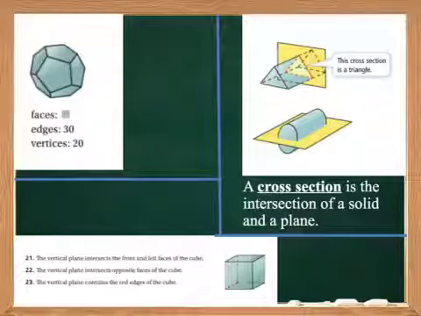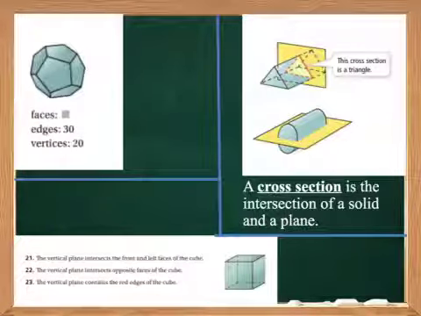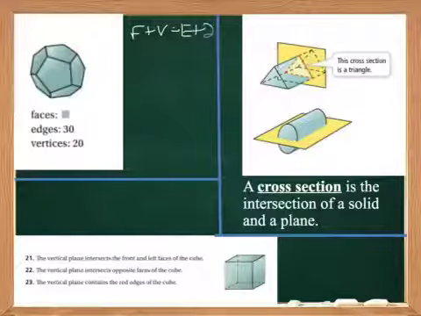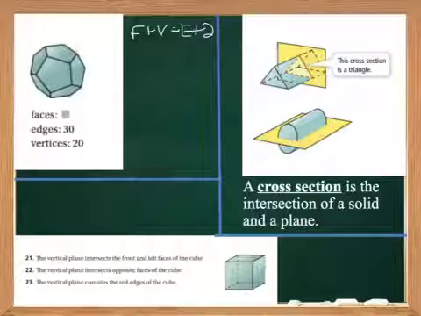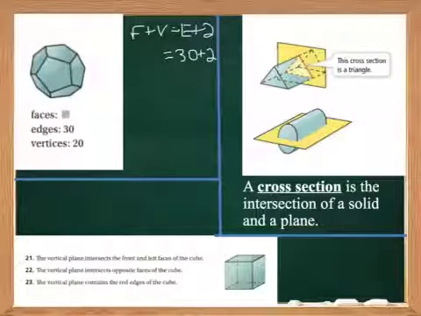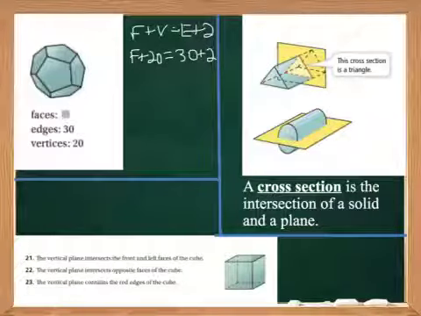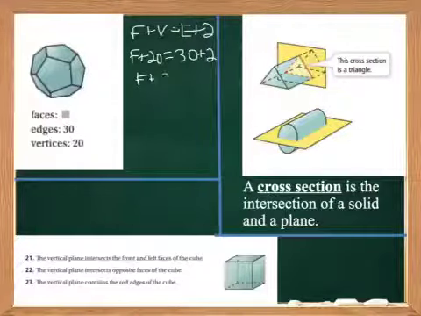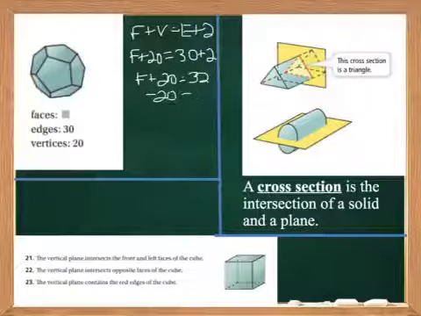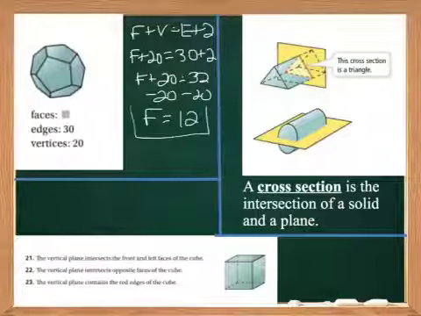So we're going to use Euler's formula in a few cases here. So we have our formula, F plus V equals E plus 2. We know that the number of edges is 30. The number of vertices is 20, and we're solving for the number of faces. So F plus 20 equals 32. We subtract the 20, and we get that the number of faces is 12.